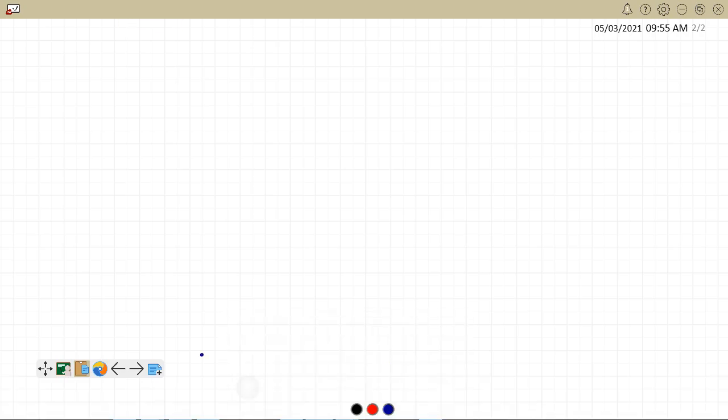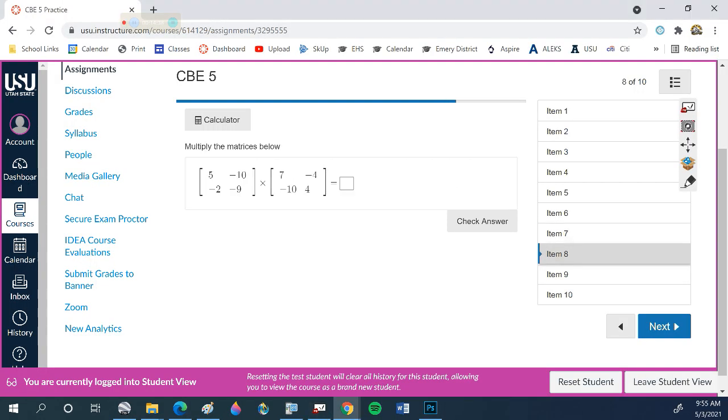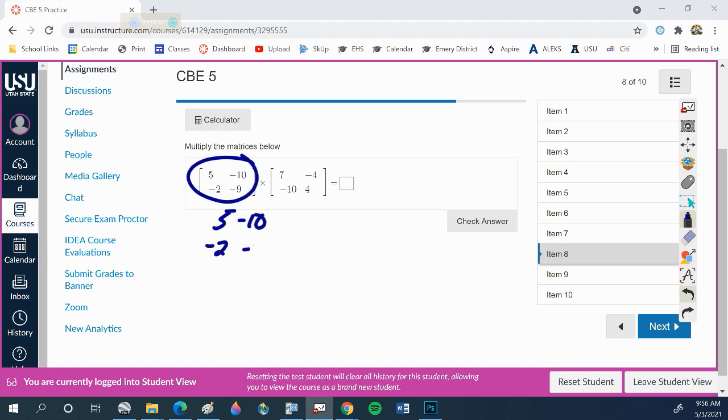Oh, let's go this way. Number 8. Multiply matrices. I recommend rewriting this down below. And then you can draw the grid. And we end up with this 2 by 2 matrix. And then to multiply, you do 5 times 7 is 35. And then negative 10 times negative 10 is 100.